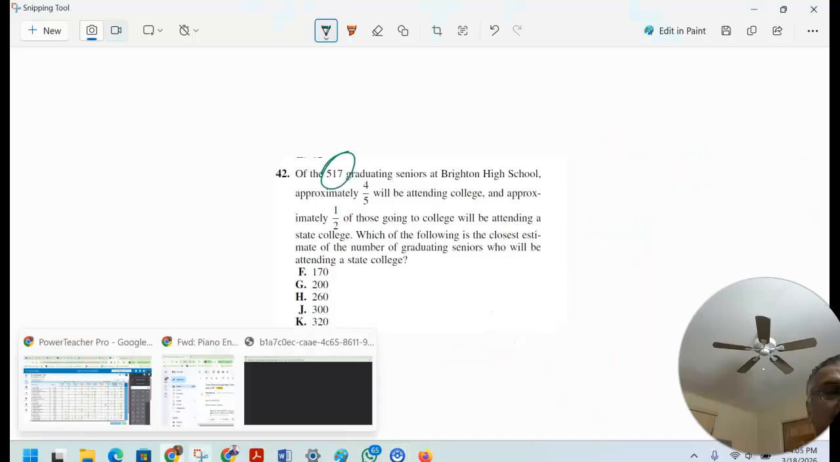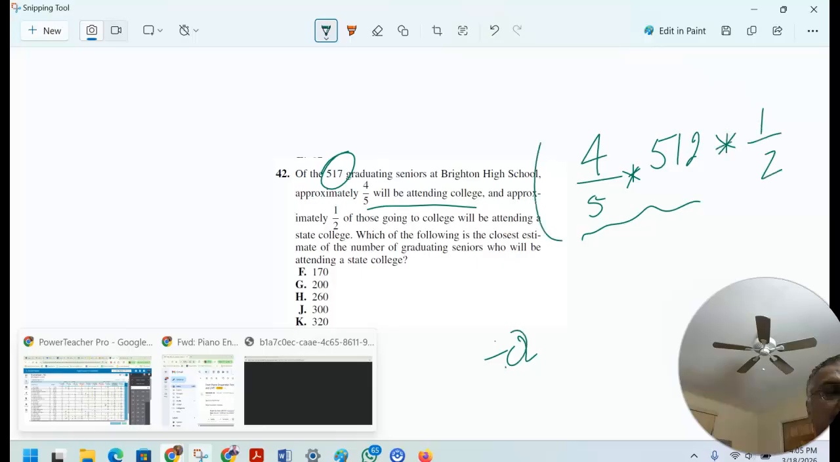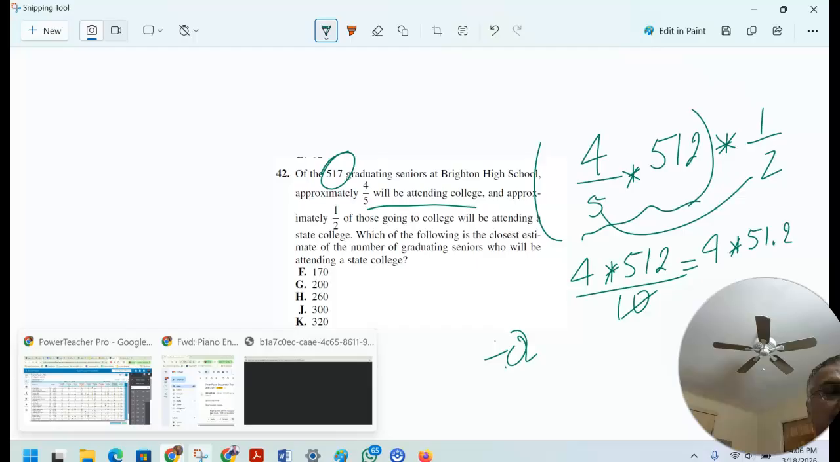So you can use directly also 4/5 of the college students. It means 4/5 of the 512, and then whatever the answer you get, you divide by 2, or I will just write half of it. So this whole thing into half. But 5 times 2 is 10, so you get 4 over 10, and if I cross this out, this will be 4 times 51.2, because there's a decimal here which moves one place to the left.